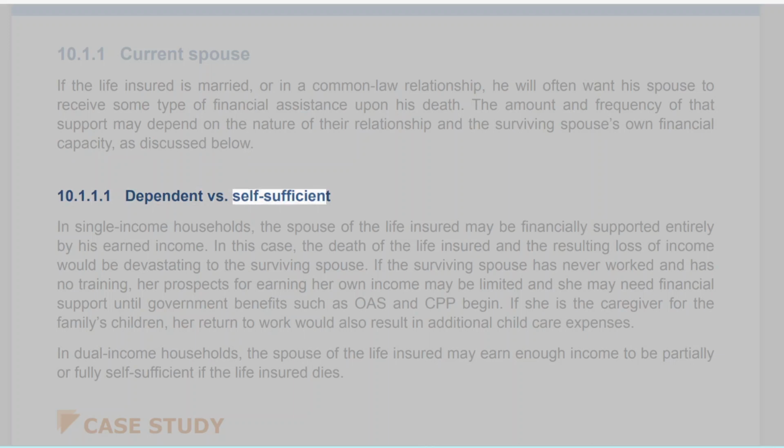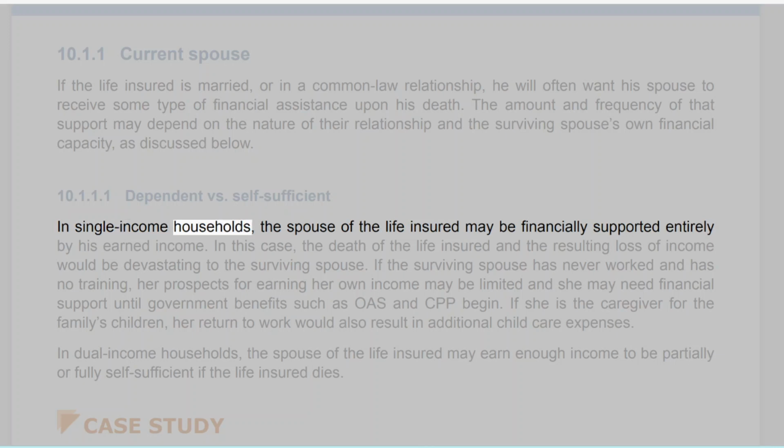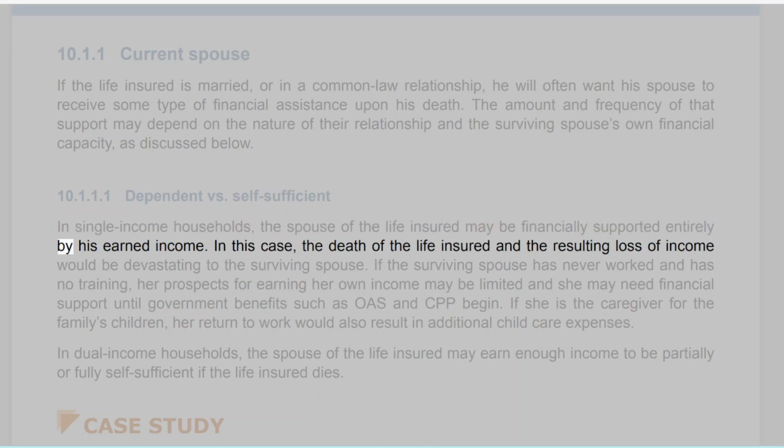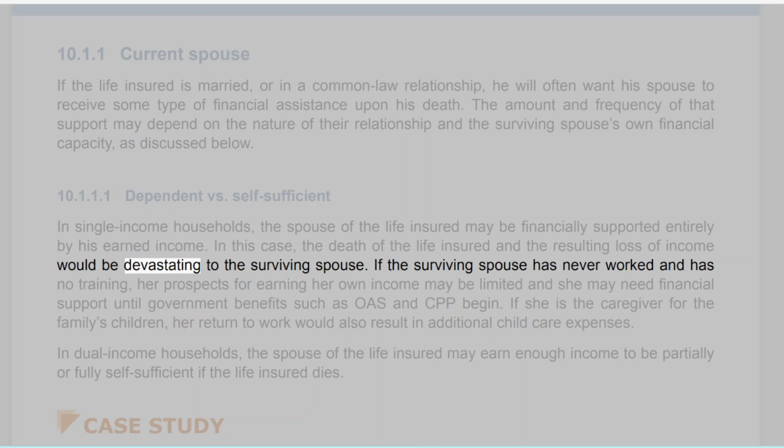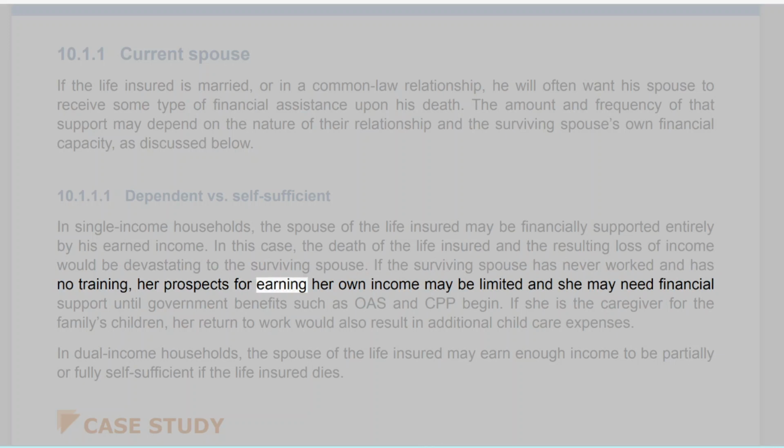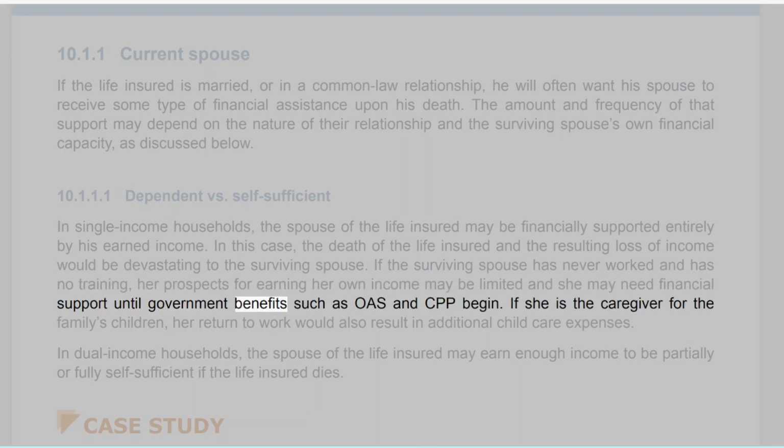10.1.1.1 Dependent versus self-sufficient. In single-income households, the spouse of the life insured may be financially supported entirely by his earned income. In this case, the death of the life insured and the resulting loss of income would be devastating to the surviving spouse. If the surviving spouse has never worked and has no training, her prospects for earning her own income may be limited, and she may need financial support until government benefits such as OAS and CPP begin.